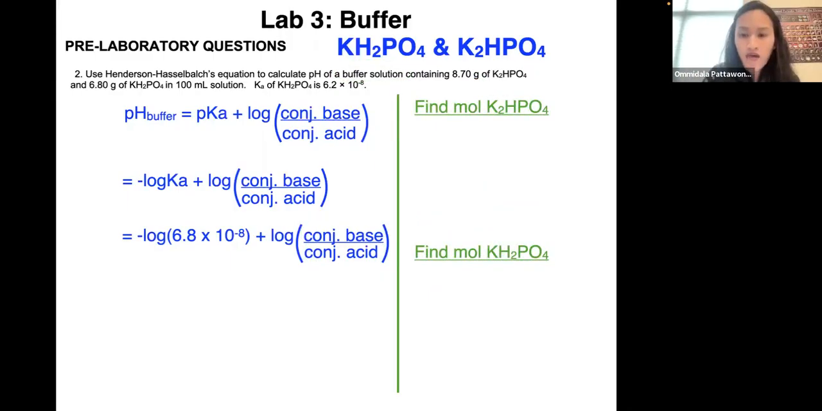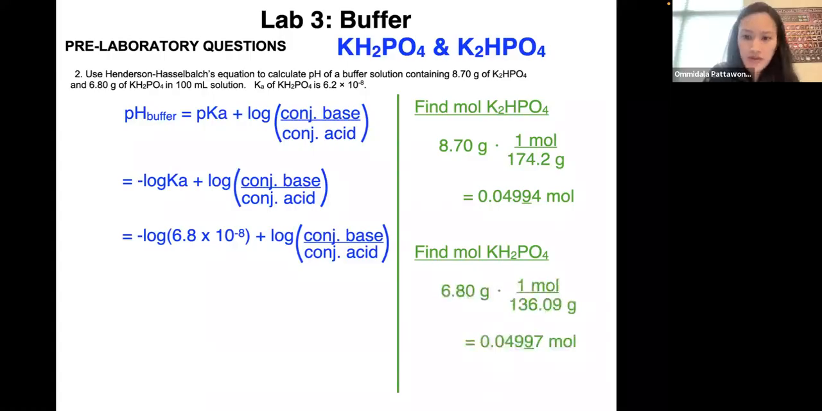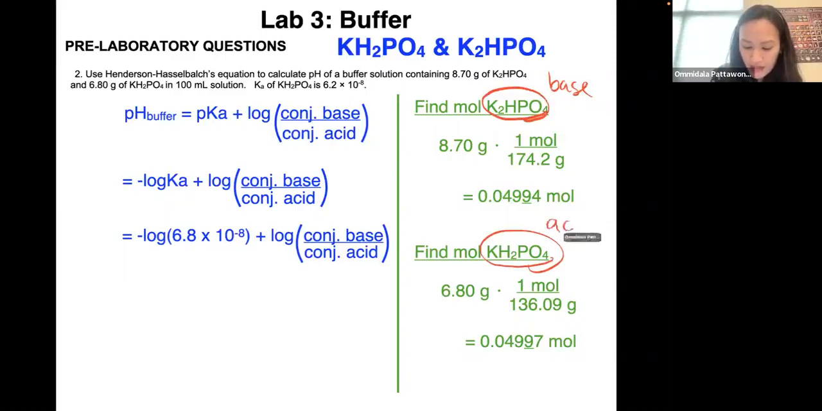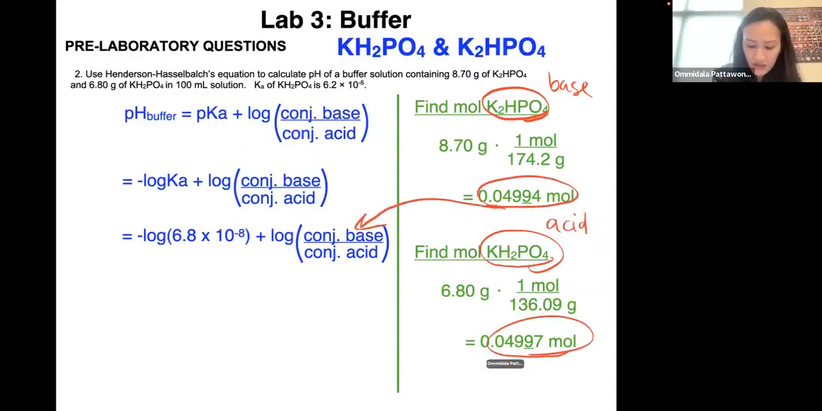To find the moles of each of these salts, all I have to do is use the grams and divide by its molar mass, and you're going to get the moles of potassium monohydrogen phosphate. For the other one, use the grams of potassium dihydrogen phosphate divided by its molar mass to get the moles of potassium dihydrogen phosphate. Now that you know the moles, which one would be an acid and which one would be a base? We already talked about this. The one that has fewer protons is the base, and the one that has one more proton is the acid. So you are going to plug the moles of the base here, and the moles of the acid right here.